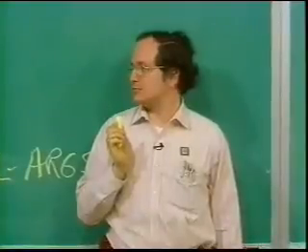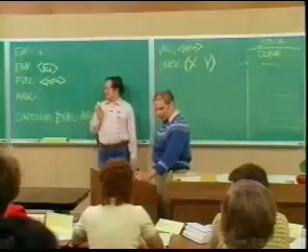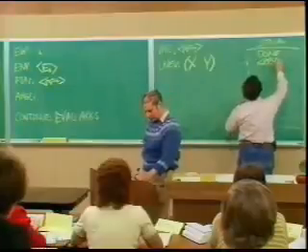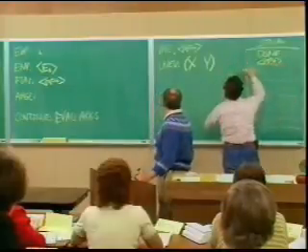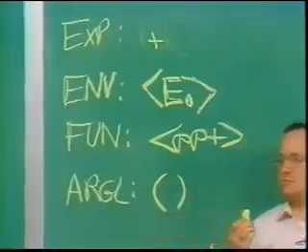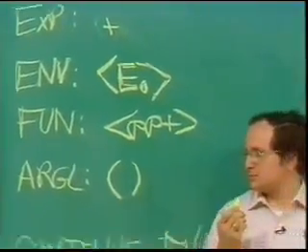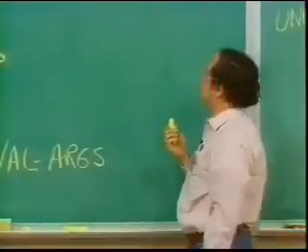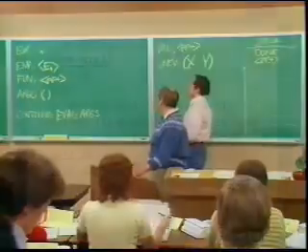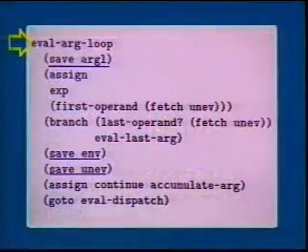Okay. Now we're going to go off and start evaluating some arguments. Well, first thing we better do is save fun, because some arbitrary stuff might happen in that evaluation. Okay. We initialize the argument list, assign to argle an empty argument list, and go to eval arg loop. Okay, eval arg loop, the idea of this is we're going to evaluate the pieces of the expressions that are in unev one by one and move them from unevaluated in unev to evaluated in the arg list.